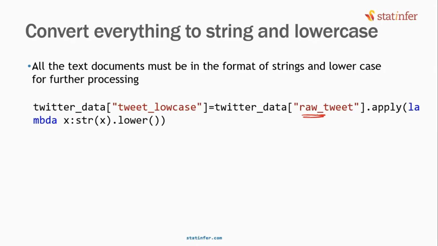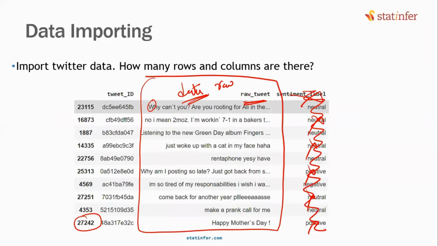So there is a raw tweet. I want to convert it into lowercase. How do I do that? Here is the syntax. I write the dataset name, Twitter underscore data, and whatever column name you want to write. This is a new column; this doesn't matter. The important piece of code is: go to the dataset, Twitter data, take the raw tweet column. What is raw tweet? This is the one that I'm talking about.